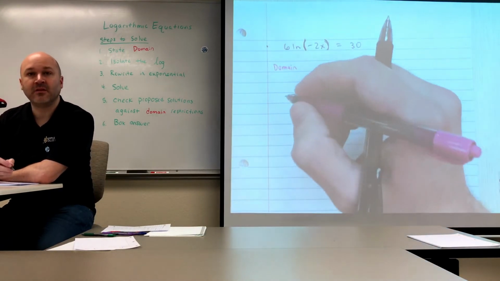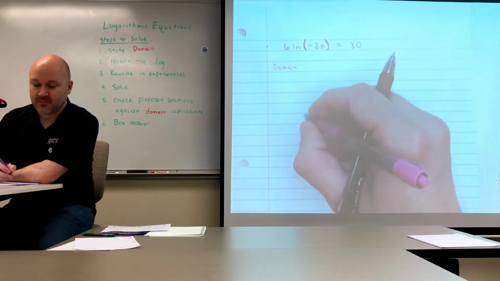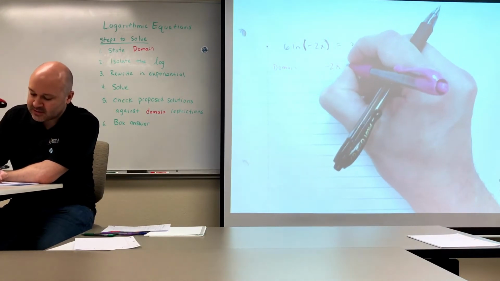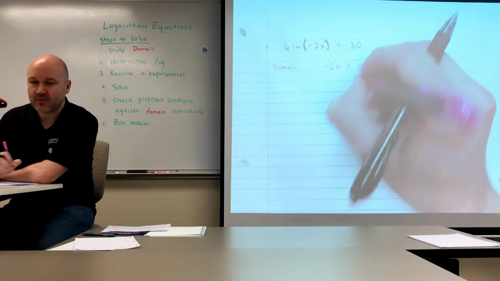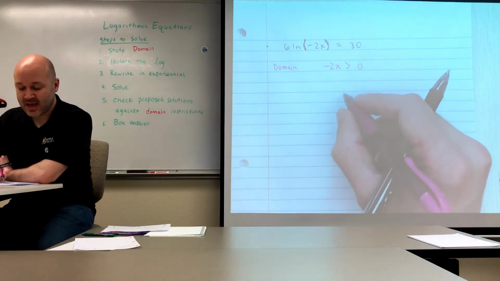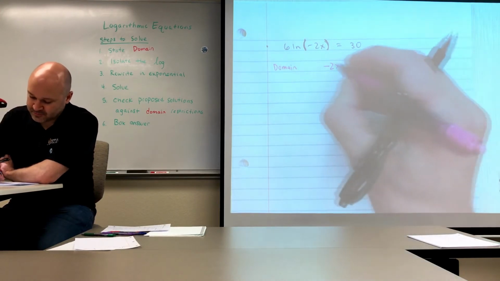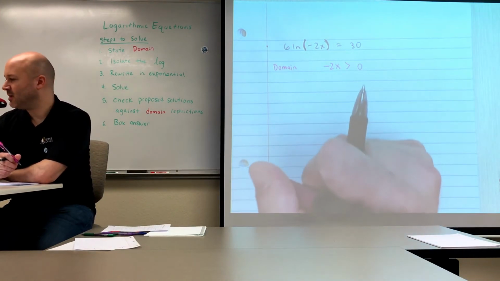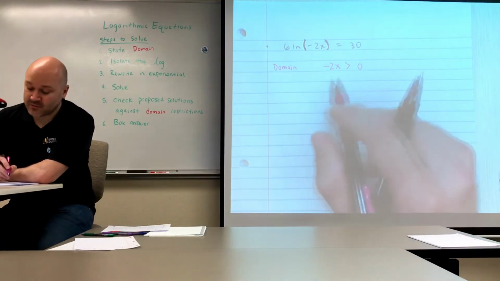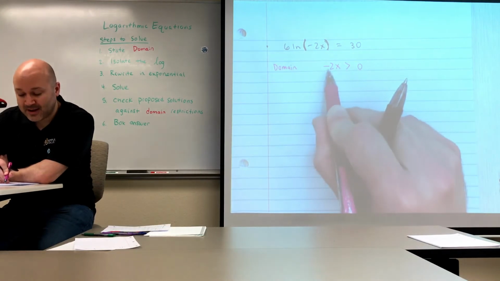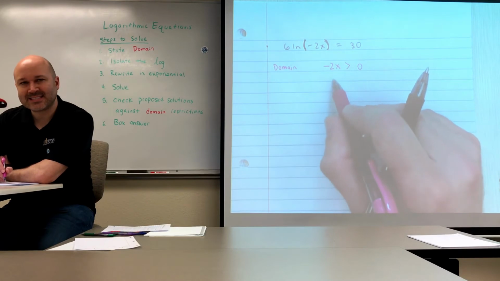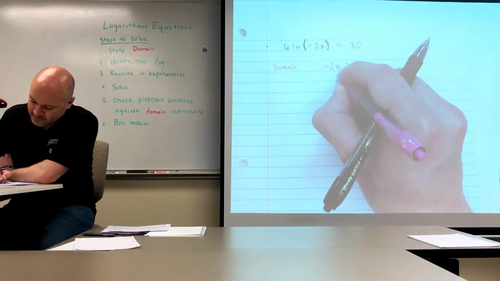The argument of the log has to be greater than 0. I'm going to say that in math symbols. -2x must be greater than 0. I can solve for x by dividing both sides by -2. Now that's tricky, because when I divide an inequality by a negative, it's going to swap the inequality. So this is actually going to be x is less than 0.